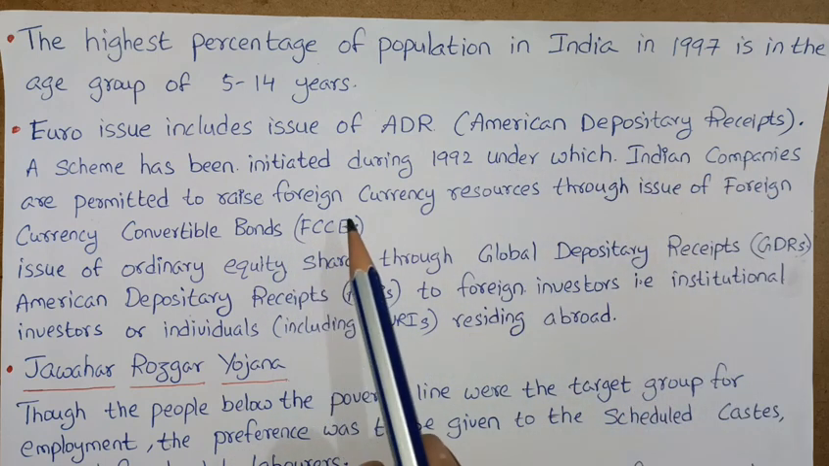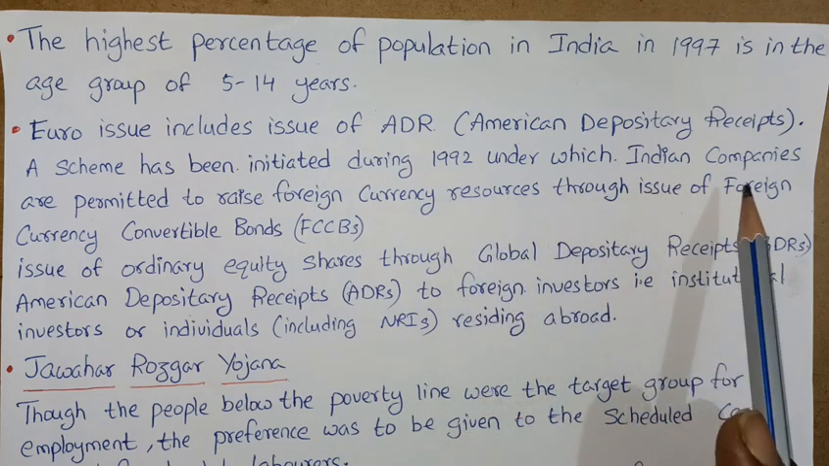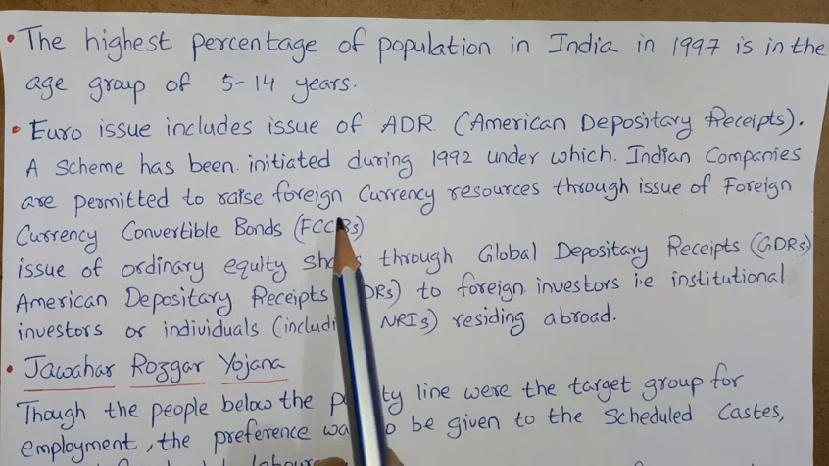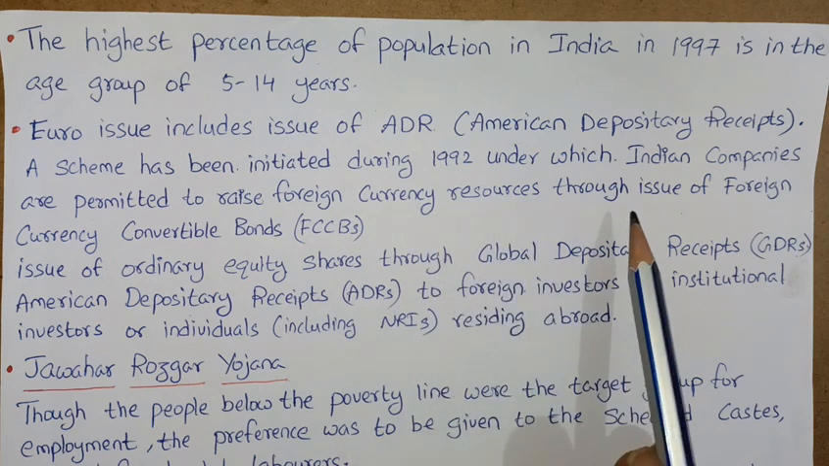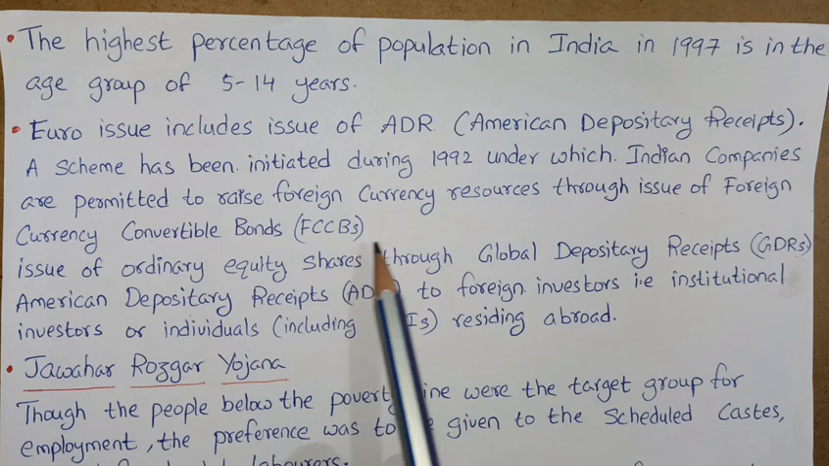Next, Euro issue includes issue of ADR, American Depository Receipts. A scheme has been initiated during 1992 under which Indian companies are permitted to raise foreign currency resources through issue of foreign currency convertible bonds, FCCB.